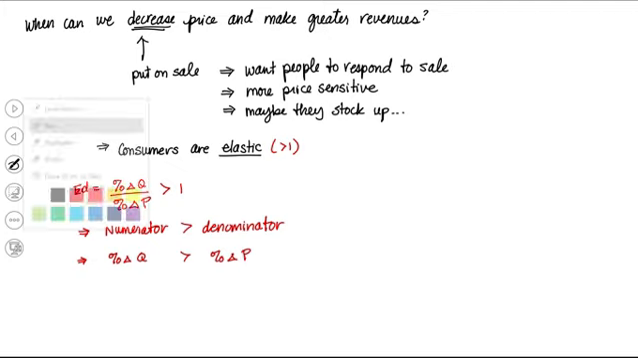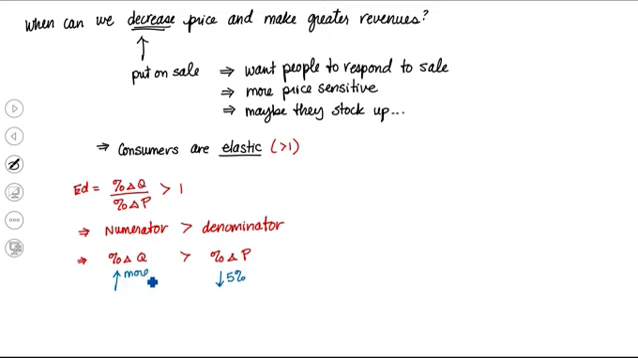So, if we decrease price by 5%, then what do we know happens to quantity? Quantity increases by more than 5%, right? So do you see what's happening? I'm losing money from price because I put my good on sale, but what's happening to quantity? It's going up enough where I more than make it up.